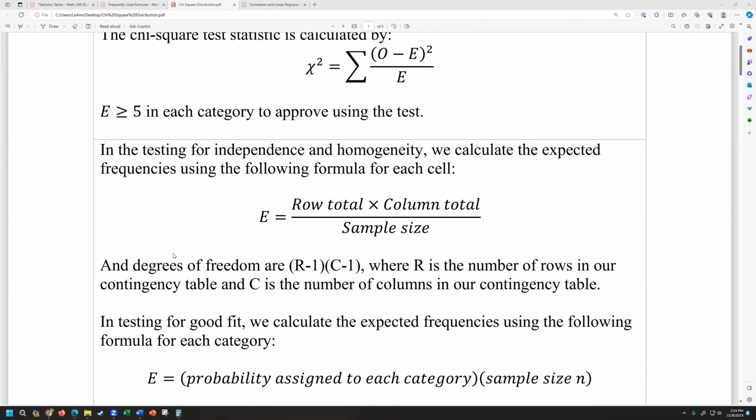We will also need degrees of freedom with chi-squared. It's different than what we used for the student's T. Our degrees of freedom when we're doing either independence or homogeneity testing is you look at the contingency table and you see how many rows did you have, -1, times how many columns did you have, -1. Okay, so that's how we get our degrees of freedom.